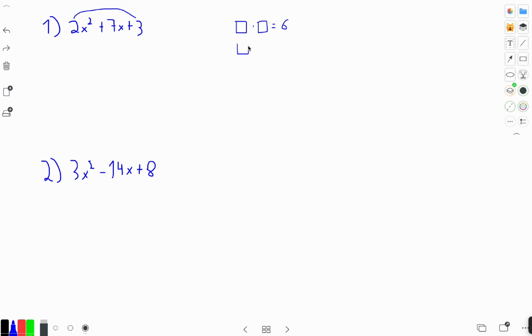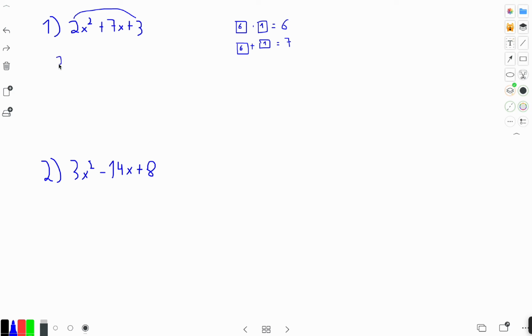Then we're just going to do the same thing we did before. We're going to find two numbers that add up to give you 7. Very similar method, but we're going to do something different a little bit later. Two numbers that multiply to give you 6 are 6 and 1, and they also add up to give you 7. So 6 and 1 are what we're splitting the middle term into.